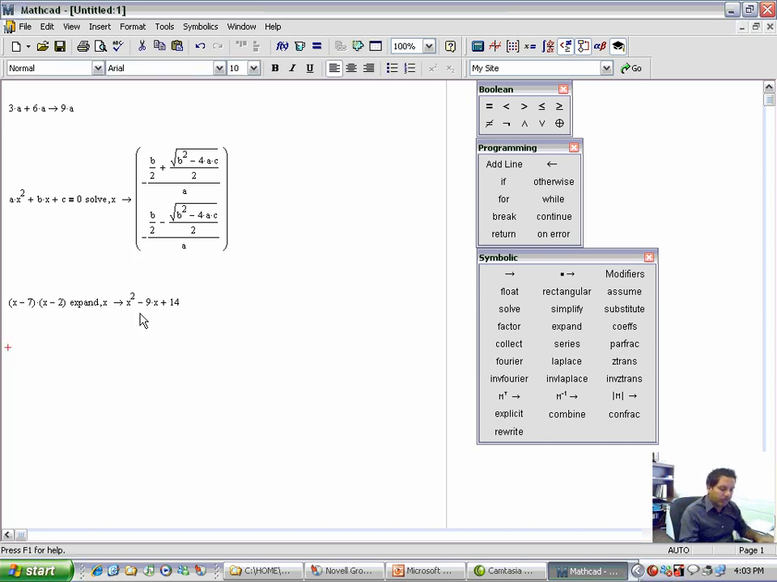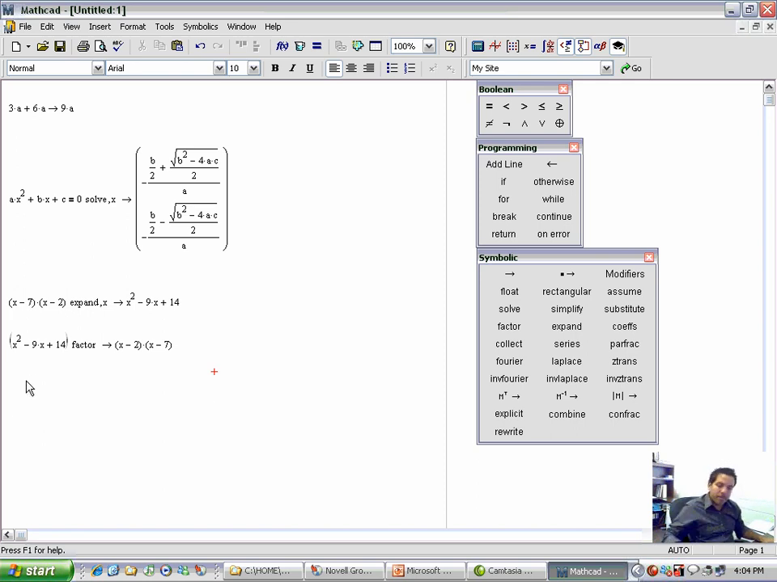So let's do this again. Let's add a parenthesis here to make it clearer to read. Factor, and it knows how to factor back into binomials. Notice exactly the same solution that we had expanded on the previous exercise.